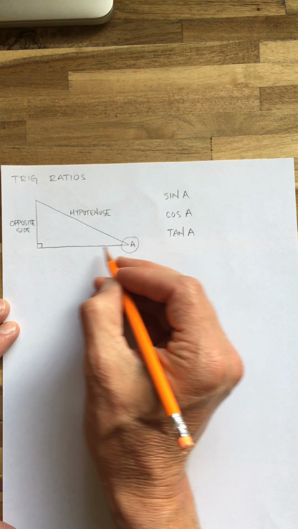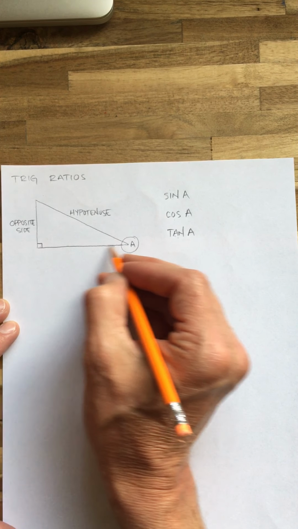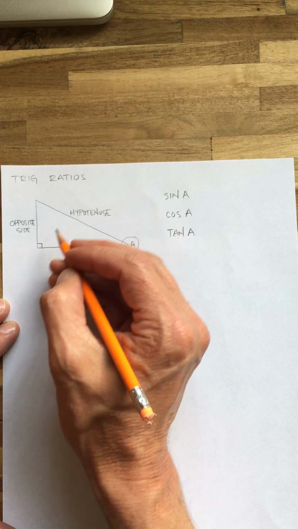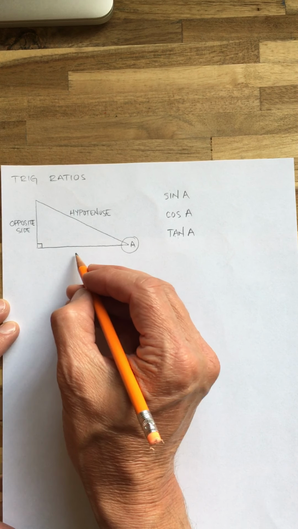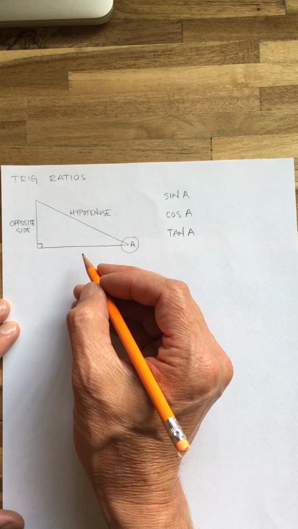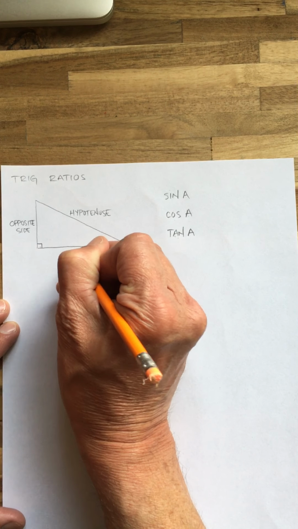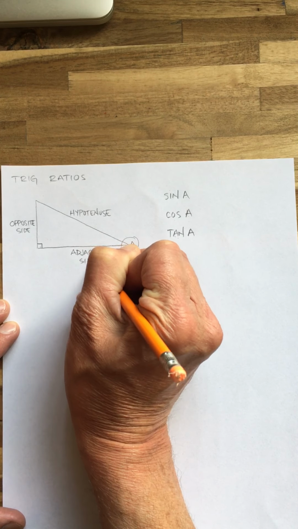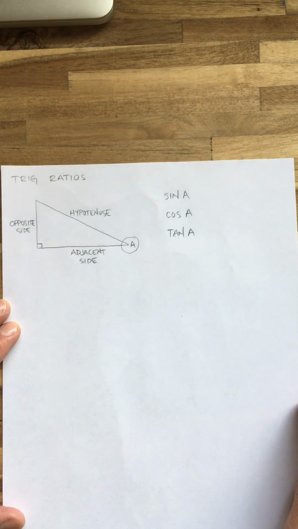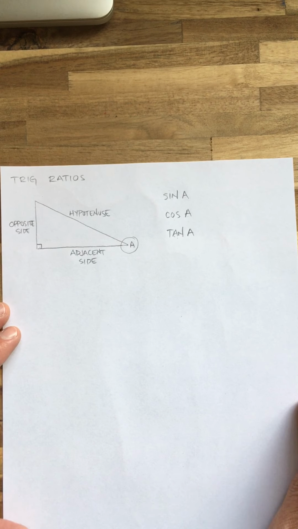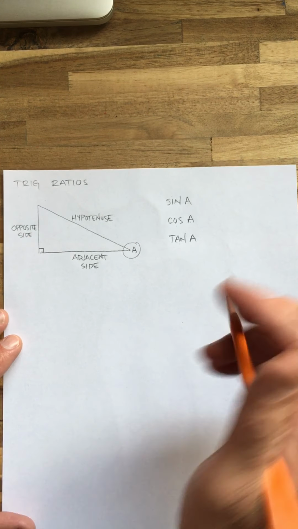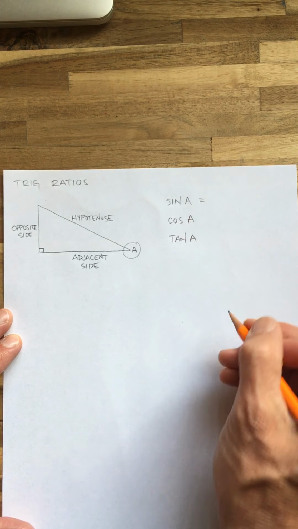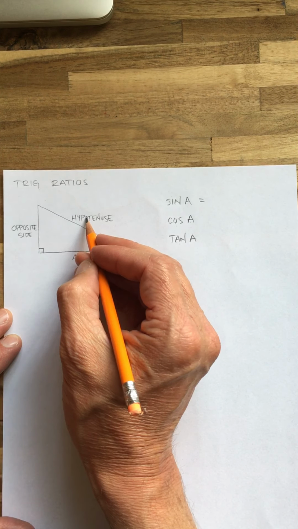And then this side right here, which is next to angle A, I know this side is next to angle A too, but this one's always called the hypotenuse because it's across from the right angle. This side right here, which is next to angle A or adjacent to angle A, is called the adjacent side. This is the adjacent side with respect to angle A. So once you have your triangle labeled, it's pretty easy to find the sine of A. The sine of angle A is the ratio of the opposite side over the hypotenuse side.